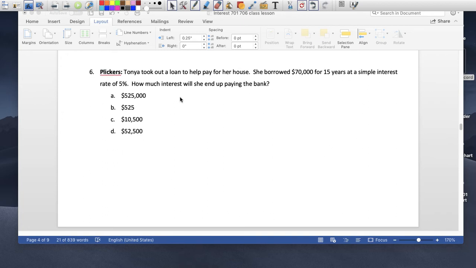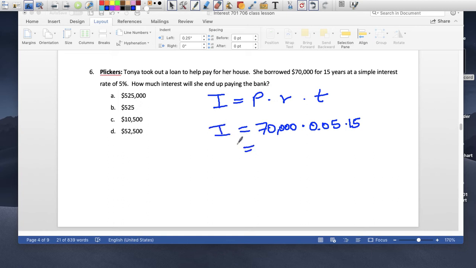Number 6 is a Plickers question. It says, Tanya took a loan to help pay for the house. She borrowed $70,000 for 15 years at a simple rate of 5%. So let's say you took $70,000. In this case, instead of depositing, you took out $70,000 from the bank. What's the rate? 5% or 0.05. How many years? 15 years. So this is going to give you the interest, but in this case, it's not what the bank is going to pay you, but what you're going to pay the bank for taking so much money out.